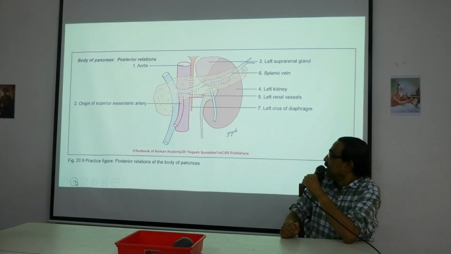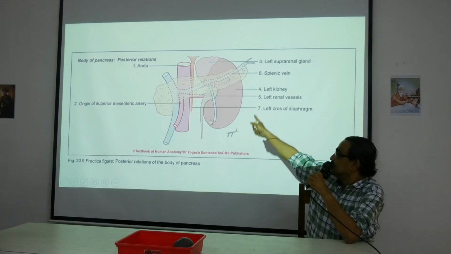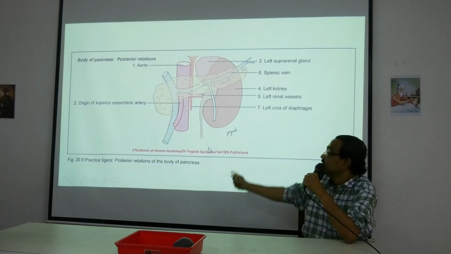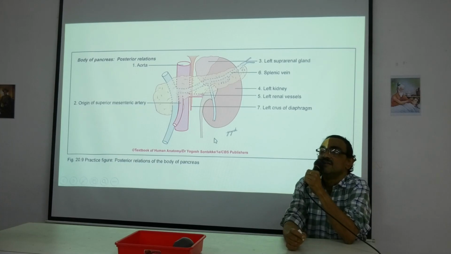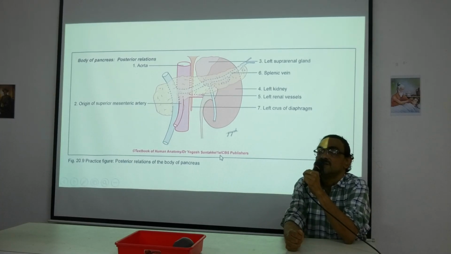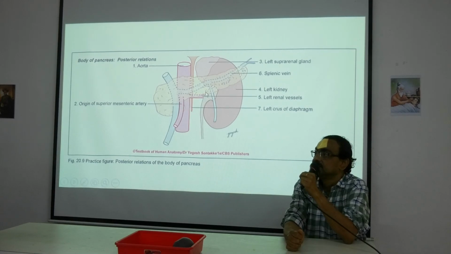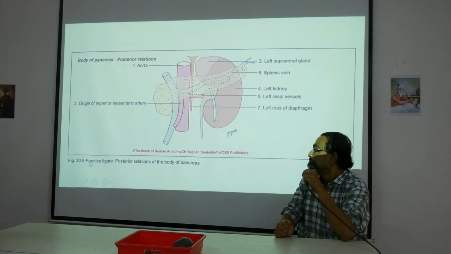Okay. And you can see another vein coming from here. This is the inferior mesenteric vein. This inferior mesenteric vein directly joins with the splenic vein and ultimately forms the portal vein.